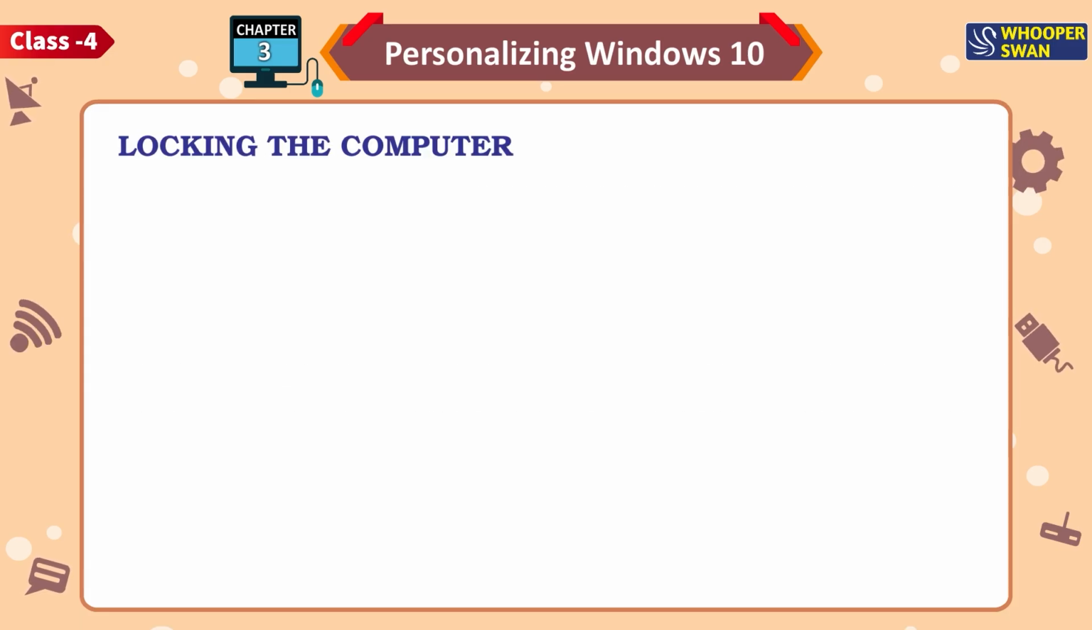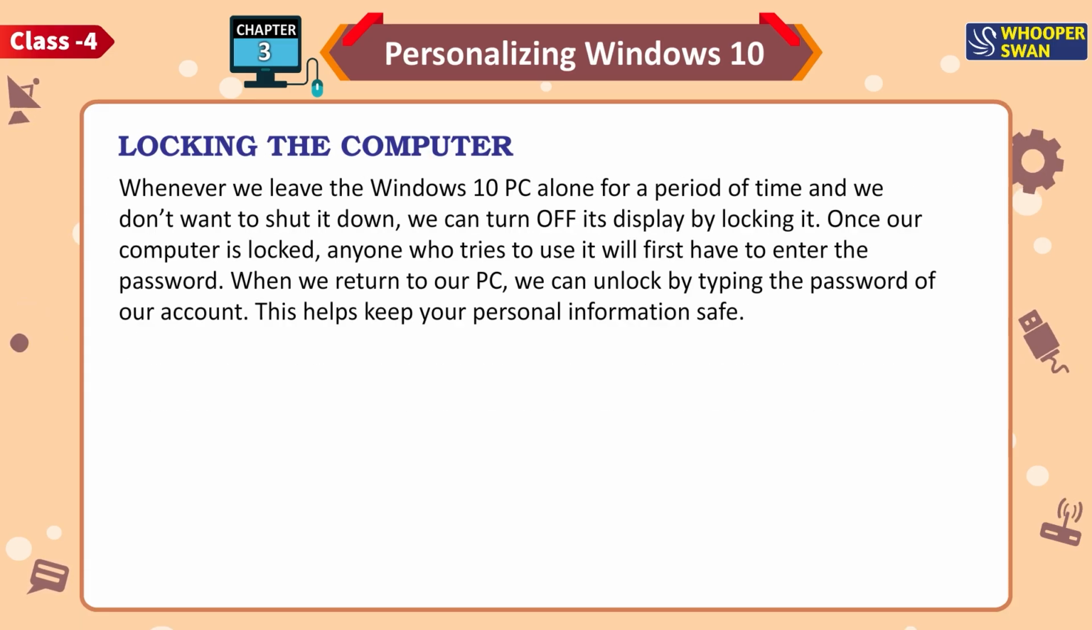Locking the computer. Whenever we leave the Windows 10 PC alone for a period of time and we don't want to shut it down, we can turn off its display by locking it. Once our computer is locked, anyone who tries to use it will first have to enter the password. When we return to our PC, we can unlock by typing the password of our account. This helps keep your personal information safe.